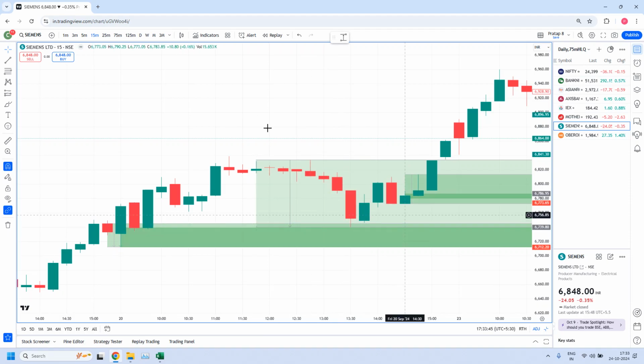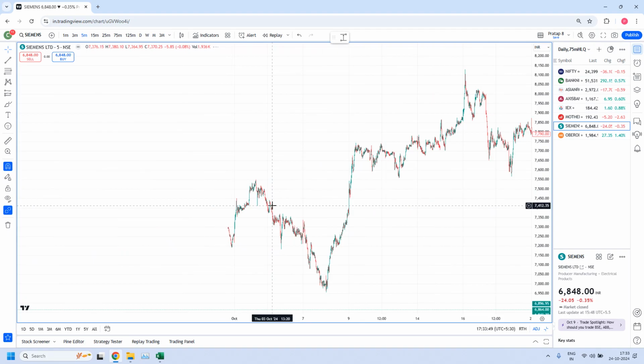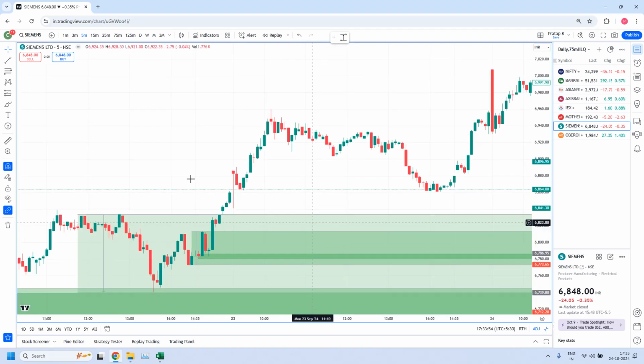That is at the stop loss line. Okay, next we have a 5-minute zone on the 5-minute time frame. We have a fine-tuned 5-minute zone here.